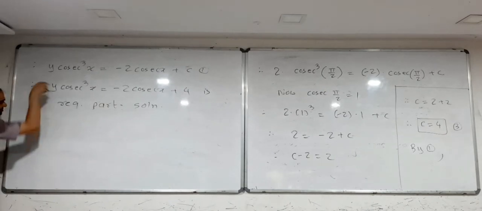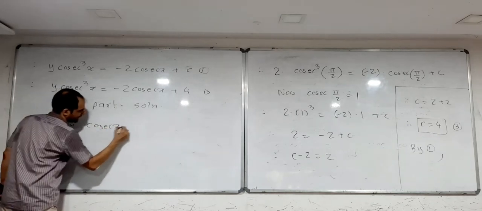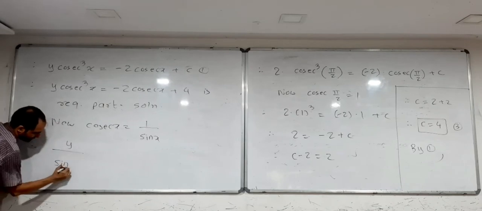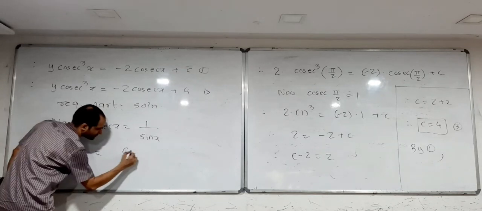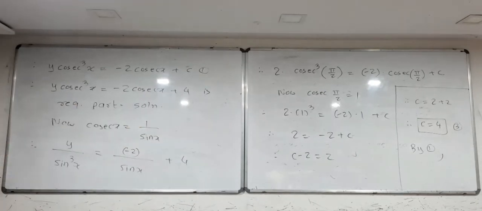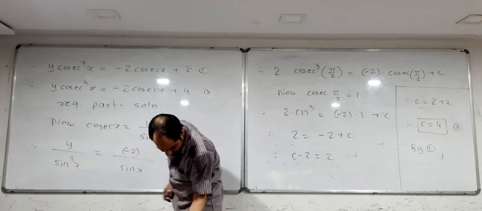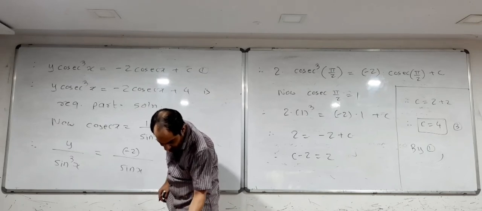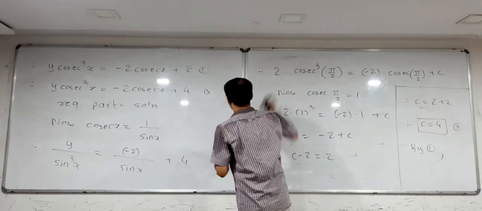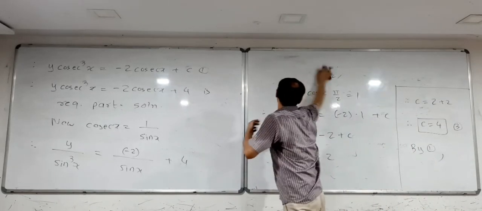Okay, after that, what is cosec x now? Cosec x is 1 upon sin x, तो ये कितना हो जाएगा? y upon sin cube x is minus 2 upon sin x plus 4, multiply by sin cube x, so y is equal to minus 2 sin square x plus 4 sin cube x. That would be the answer. Y is equal to 4 sin cube x minus 2 sin square x. थोड़ा अलग लिखा है.